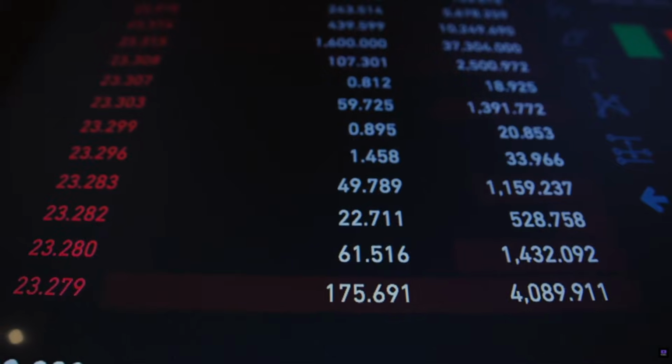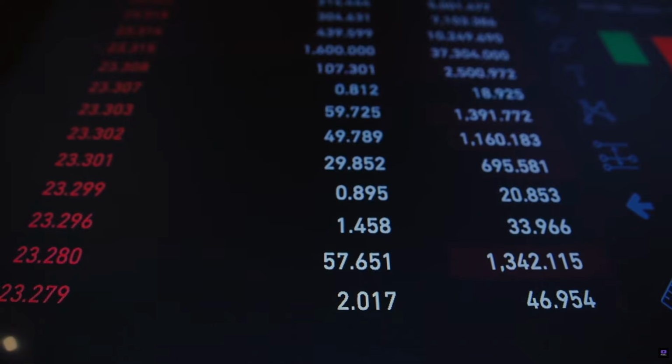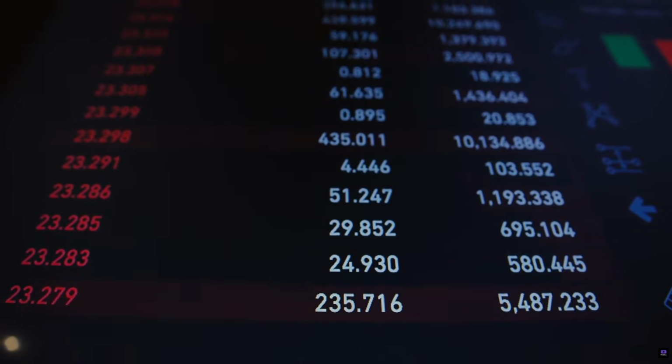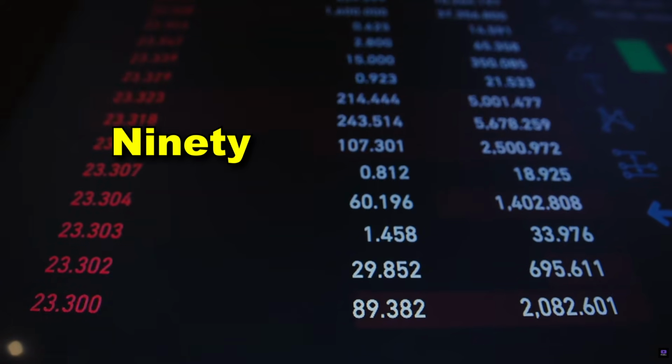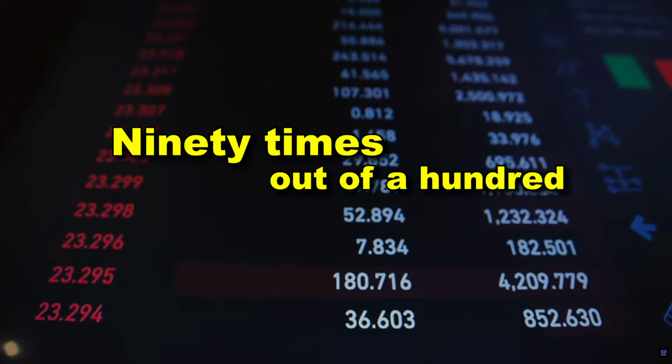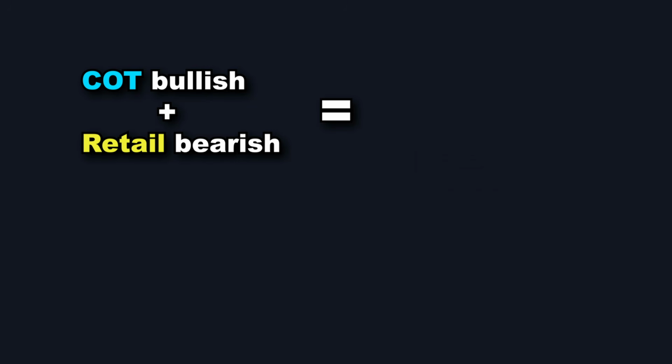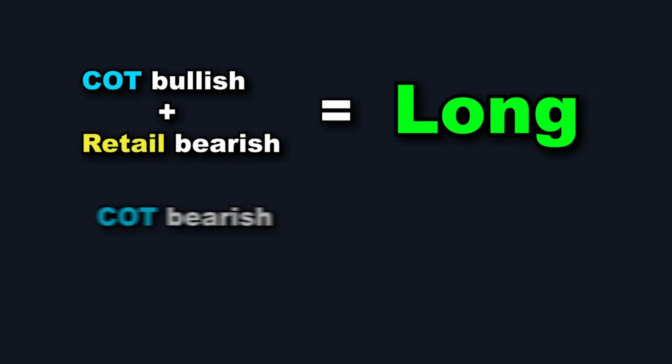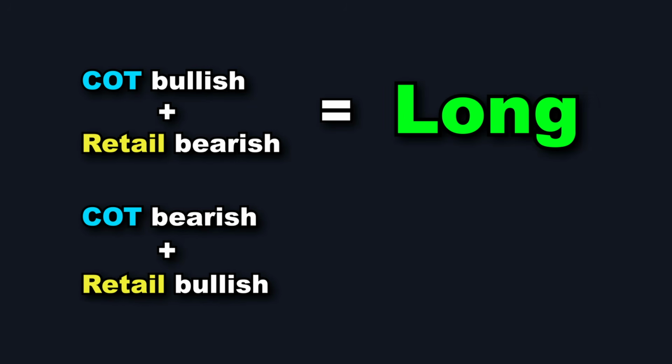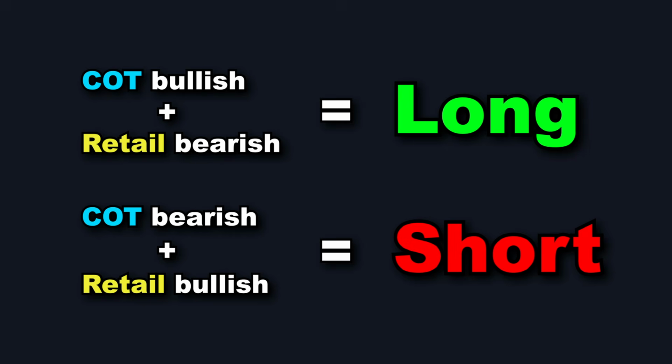Why? Because the market doesn't pay the crowd. The market pays the side that controls the flow, and 90 times out of 100, that side is institutional. So, COT bullish plus retail bearish equals ideal setup for a long. COT bearish plus retail bullish, get ready for a short.